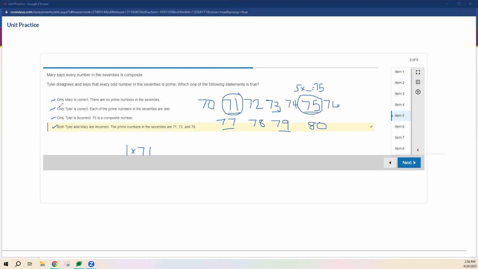Also, another little test taking tip. I had these 2 answer choices saying Mary is correct and Tyler is incorrect. Those 2 sentences are basically saying the same thing. If Mary is correct and only Tyler is incorrect, those would both be correct. And this is not a select all question. That means there's only one answer choice.